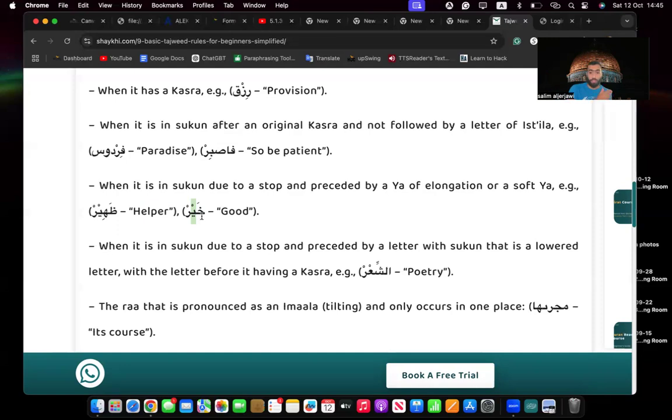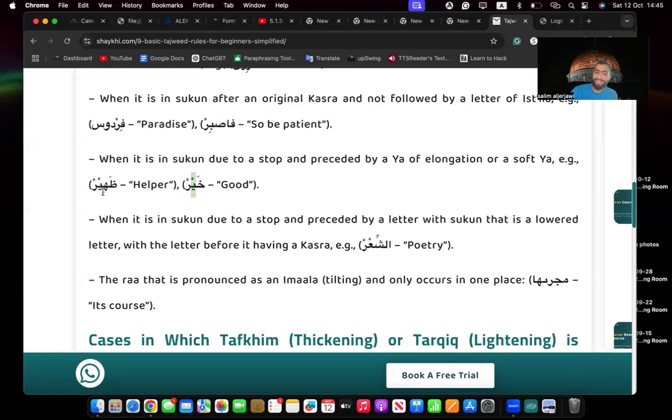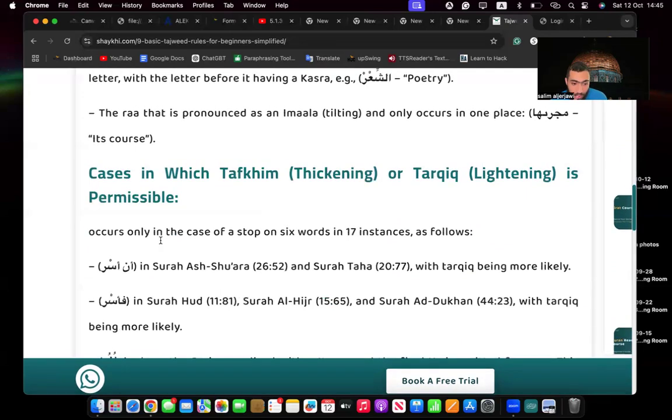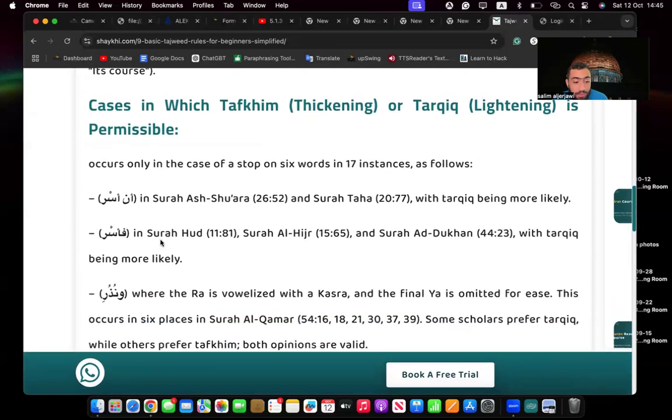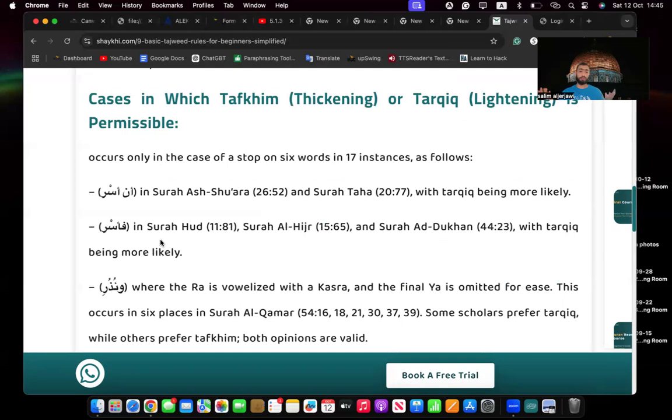If you connect it to the next word, it's going to be khayran, with double fatha. But in this case, we changed it to sukoon because we stopped. We're going to say khayr, khayr. And that's the only exception, as we mentioned. And dhahir, not dhahir, dhahir. Okay. And sometimes it could be either tafkhim or tarqiq. It doesn't really matter, like asri, asri. It goes both ways.